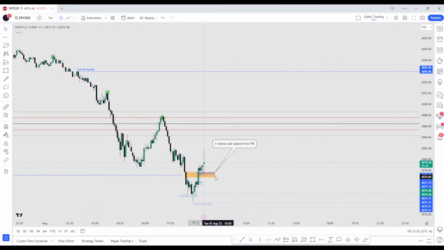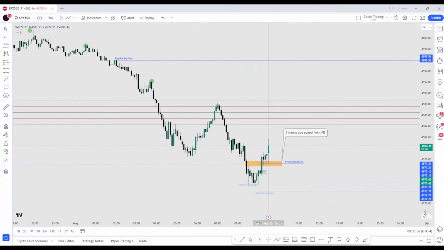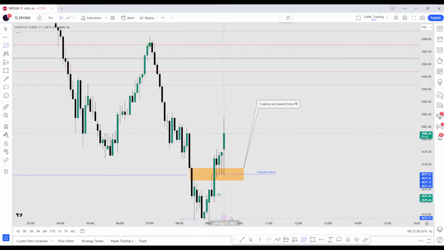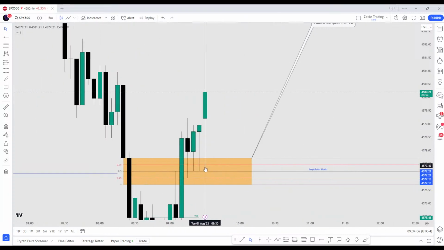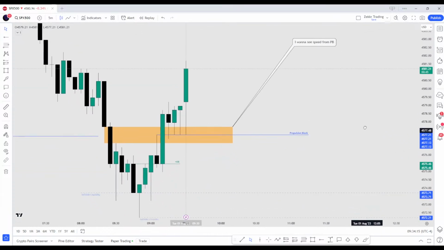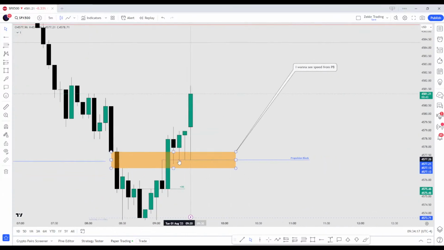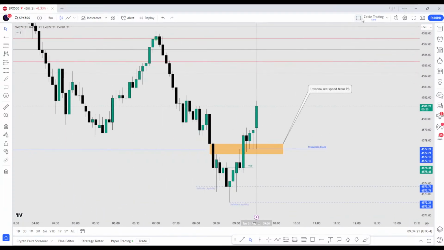What I'm worried about is, as I said, look at this, guys. We had an inversion fair value gap, and then the 50% is perfectly aligned with the propulsion block. We respected both levels perfectly, 1, 2, 3. I mean, what more would you want? It's obvious, right? It was so obvious that if you bought here when price rejected, it would go up. It's so obvious, as I told you.